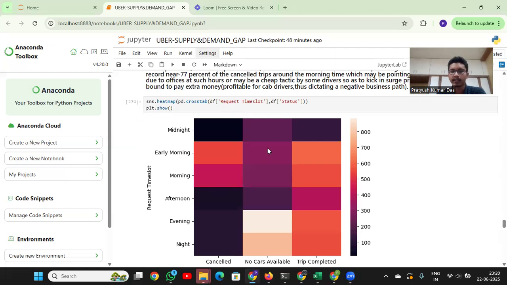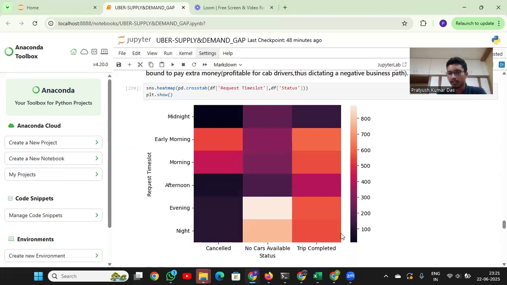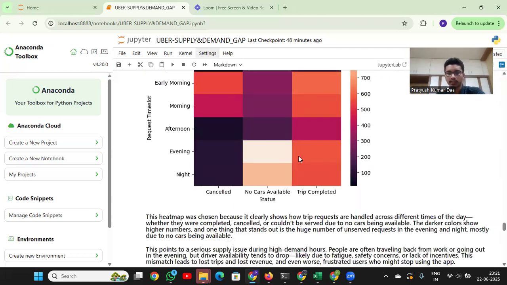And we have also created a heat map with a scale from 100 to 800, where the darker the color, the lesser the number of trips, and the lighter the color, the more trips. So we have a higher number of trips pointing to unavailability of cars in this evening to night zone, and similarly, more trips are completed during the morning, and more trips are also cancelled during that slot. So just an ironical fact.